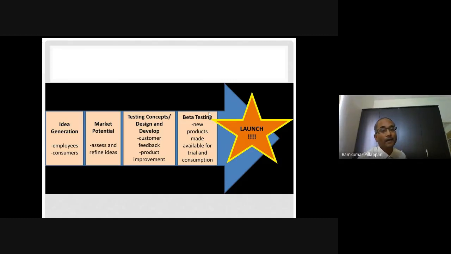Testing concepts and drug design is very important. Customer feedback, product improvement and continuous improvement are very important. Any product which is made available for trial and consumption should be continuously tested and then it should be launched.